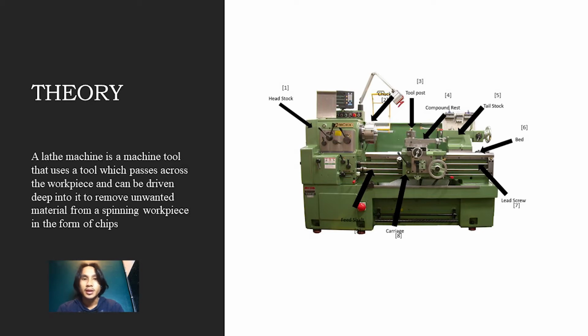I will continue this presentation with the theory about the lathe machine. A lathe machine is a machine tool that uses a tool which passes across the workpiece and can be driven deep into it to remove unwanted material from a spinning workpiece in the form of chips. In general, the feed movement of the tool is the lathe machine form, and its principal motion is the rotation of the workpiece, whether it is made of wood, steel, aluminium, or stainless steel.